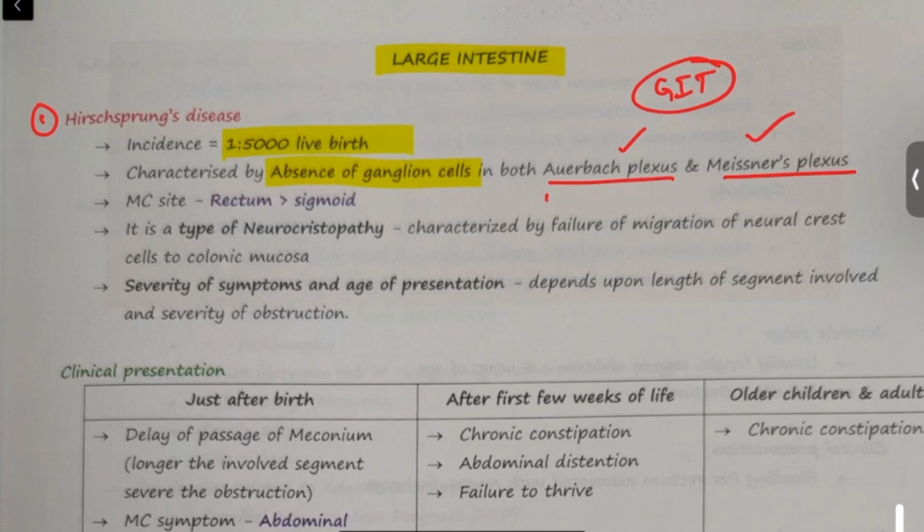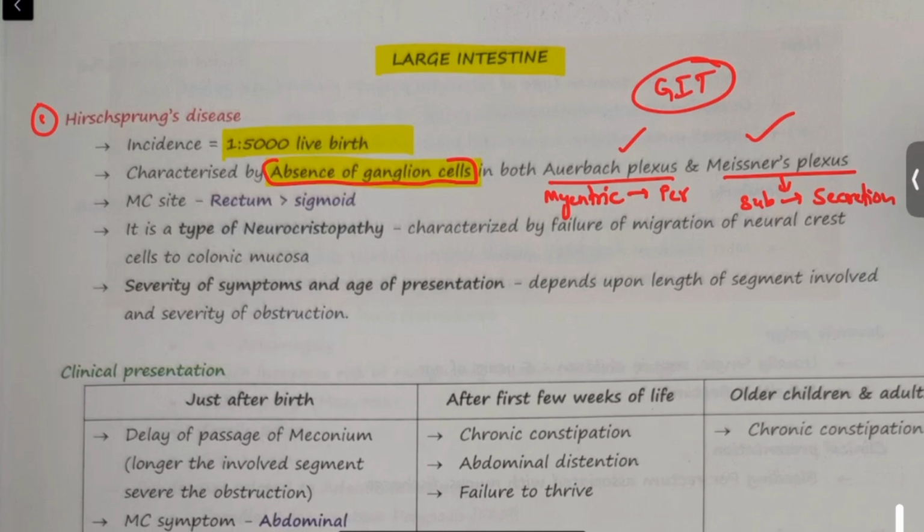Auerbach's plexus is called the myenteric plexus, and this will regulate peristalsis, whereas Meissner's plexus is the submucosal plexus, and this will regulate secretions in the GIT. So basically these two are necessary for peristalsis. If there is an absence of ganglion cells in both of these, then there will be no peristalsis. Basically this will act like an obstruction. With this ideology we'll go further.